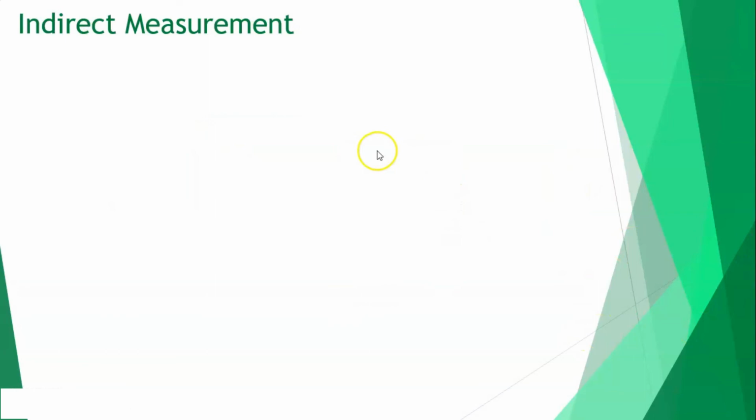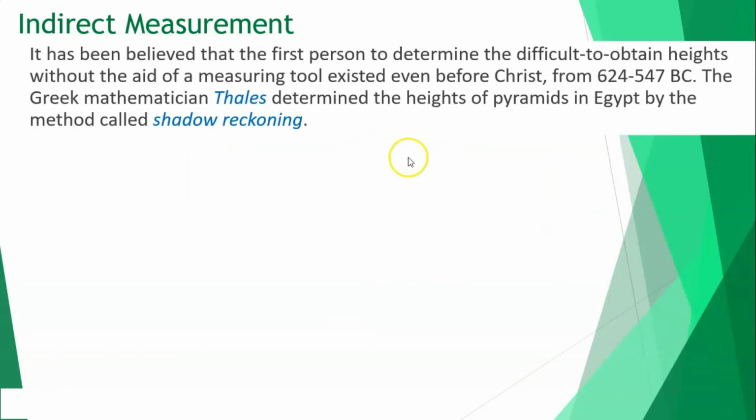Okay, so let's have this indirect measurement. It has been believed that the first person to determine difficult-to-obtain heights without the aid of a measuring tool existed even before Christ. The Greek mathematician Thales determined the heights of pyramids in Egypt by the method called shadow reckoning. So let's have a parallel activity to that. How is shadow reckoning done?